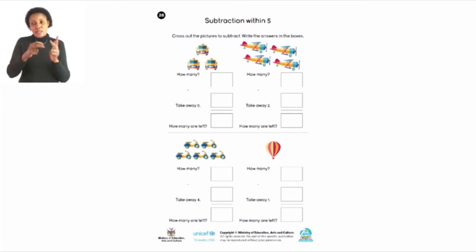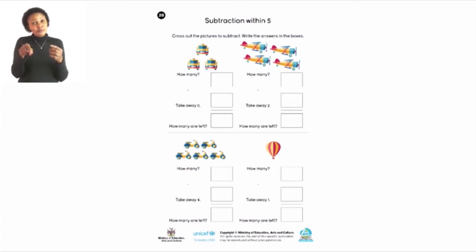How many hot air balloons do we have? It's only 1. So in the first block, I want you to write 1. And then you will see the minus sign, and it says take away 1. Then I want you to write 1 in that box. And now in the last block, you have 1 hot air balloon. And if you take away that hot air balloon, cross it out. Cross out the hot air balloon.